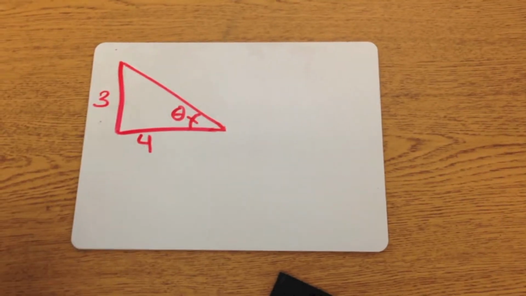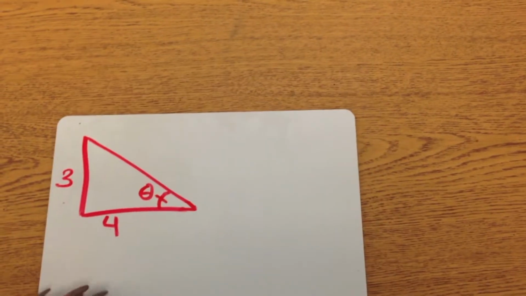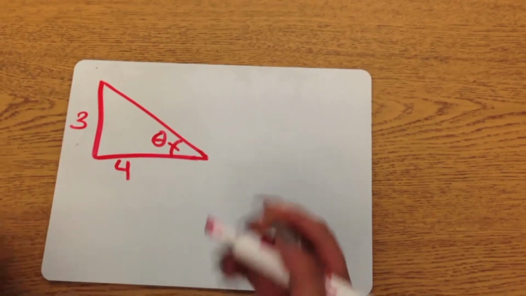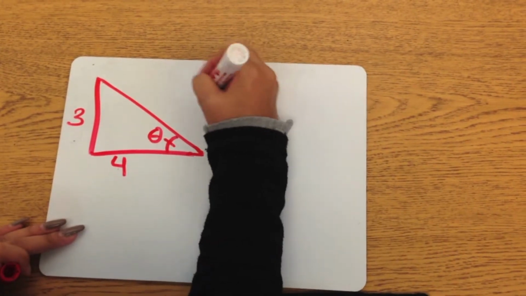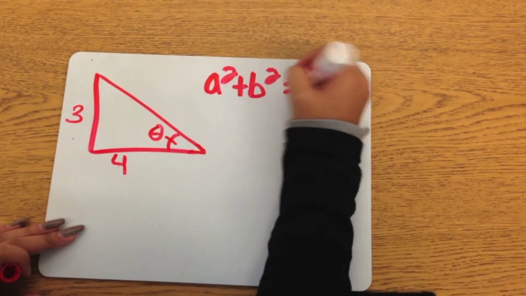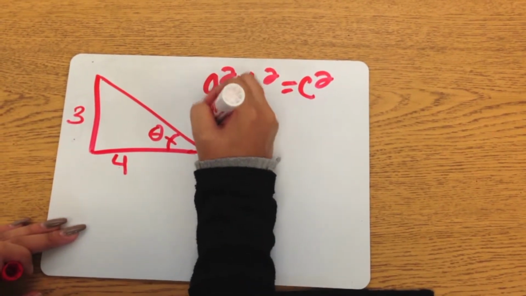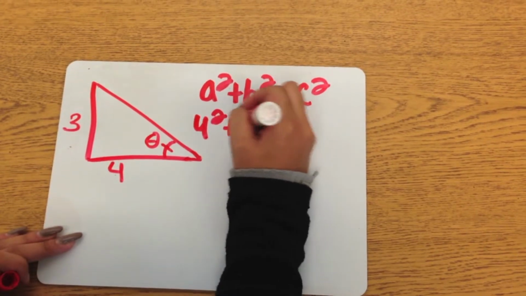Our equation is to find the 6 trigonometric functions of a triangle. Here's our triangle, and we have the sides 3 and 4. In order to find the other side, we do the Pythagorean theorem, which is a squared plus b squared equals c squared. And then we plug in our sides, 4 for a and 3 for b.